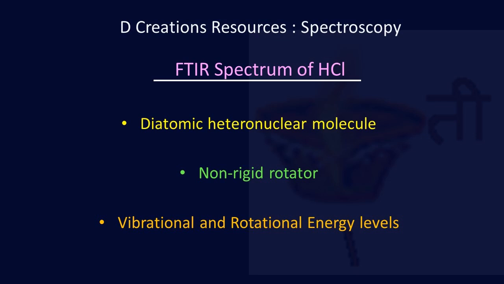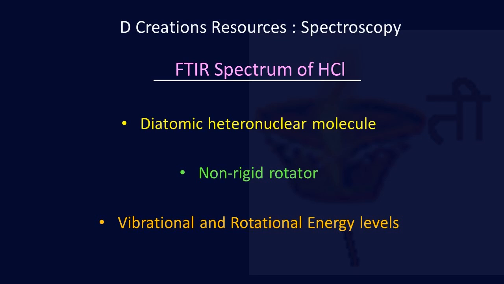Now, the chlorine is known to exist as two isotopes, chlorine 35 as well as chlorine 37. So, both of them are going to have a slight difference in the masses, and this causes slight difference in the vibrational and rotational frequencies. So, you can see a split absorption line.